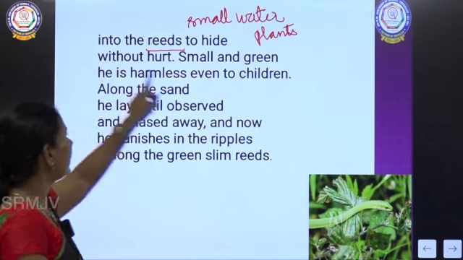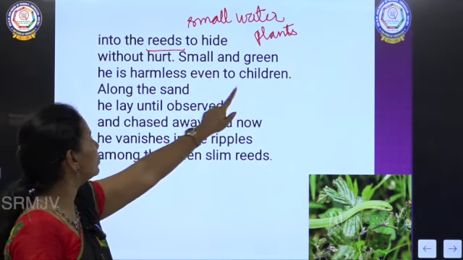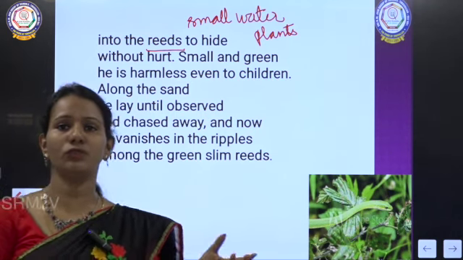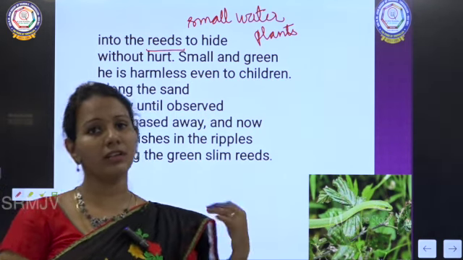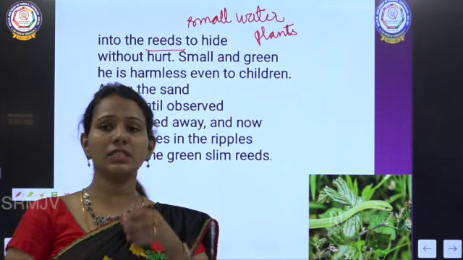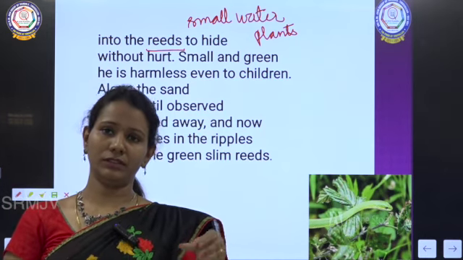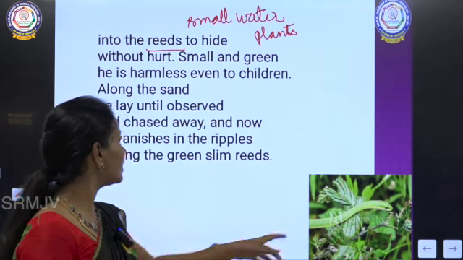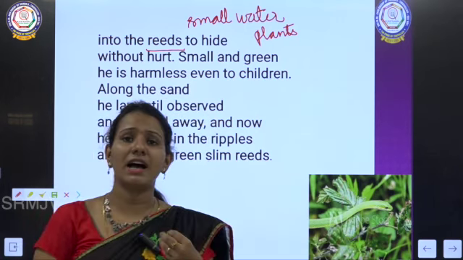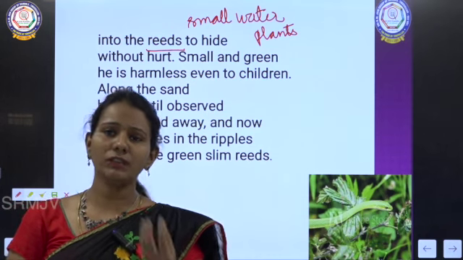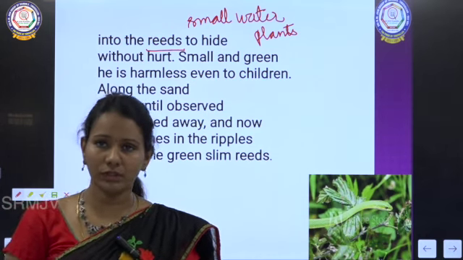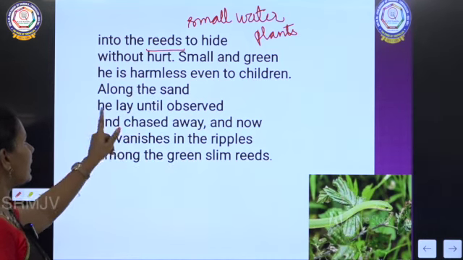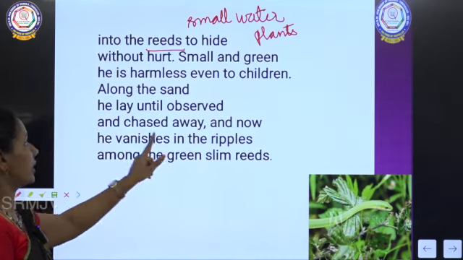Small and green, he is harmless even to children. So, he says it is small. We have already seen two features, long and thin body, and here we come to know more. He is small and green. So, we can understand what kind of snake it is. It is a green snake, which you can see in the picture, and he is harmless even to children. Even to small children, he is a very pitiful thing. Along the sand he lay until observed and chased away.